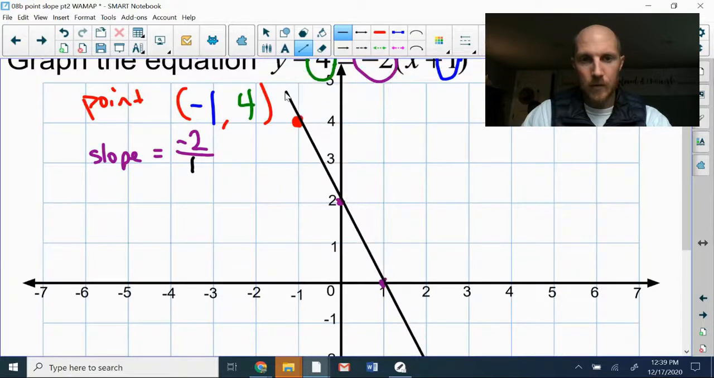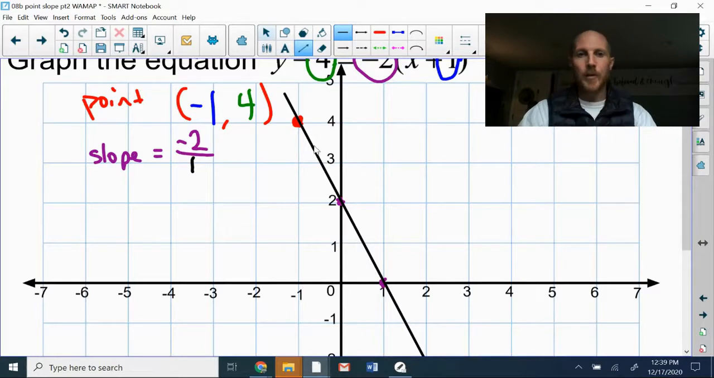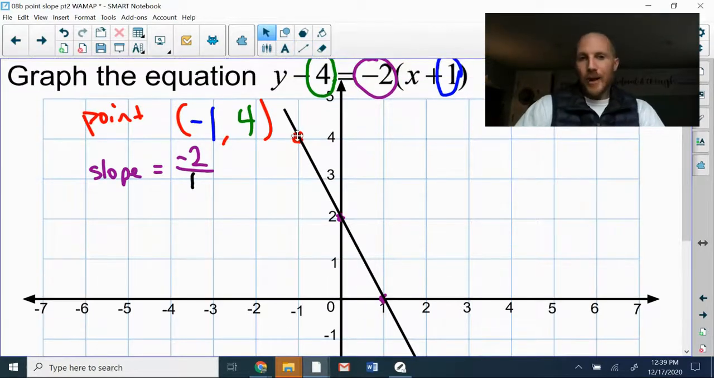Whoa. Okay, there we go. Scrolling the screen and it wasn't keeping up with me. So there's my line. Started at the point -1, 4 and went down a slope of -2.